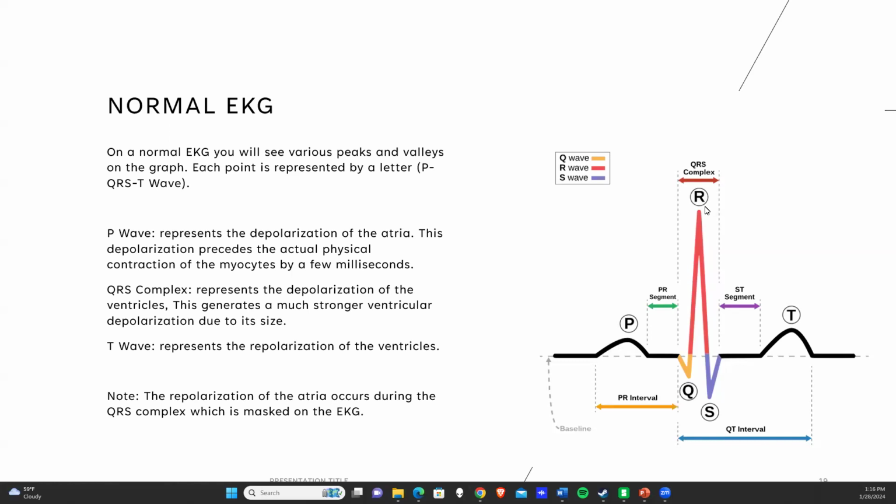QRS complex, that denotes the depolarization of the ventricles. This depolarization of the ventricles is much more prominent than the atria due to the actual size and strength of the ventricles. And then lastly, the T wave, which represents a repolarization of the ventricles. Now, you don't see a repolarization of the atria because that is typically happening at the same time as the QRS complex. And that line typically gets overshadowed by the artifact of that QRS complex.